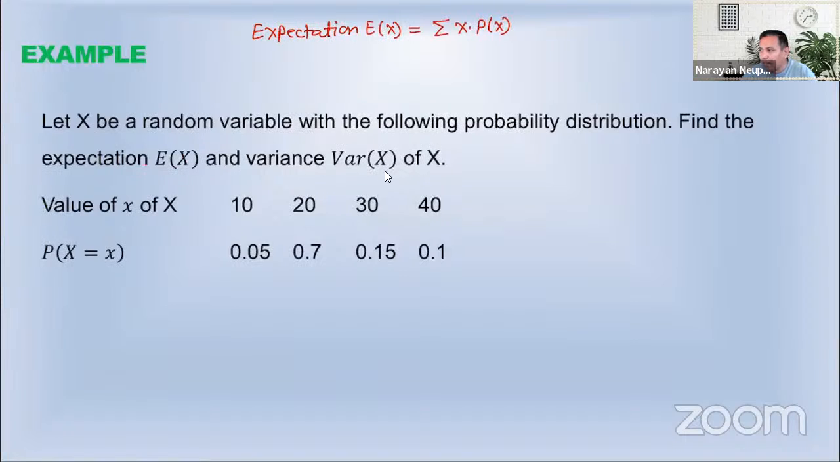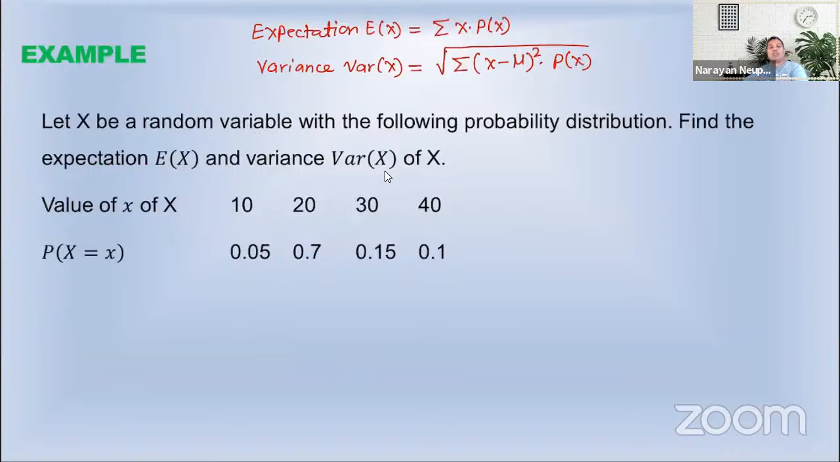Similarly, the second thing that we need to find here is the variance of the random variable x, and it is the square of the standard deviation. So we can write variance. Here they have denoted it as Var(X). From the previous slide, it is the sum of x minus mean squared times p of x. So we'll be using this formula to solve the problem.